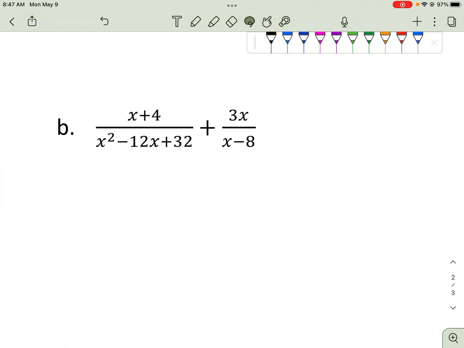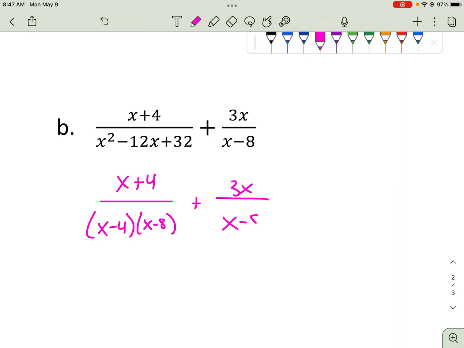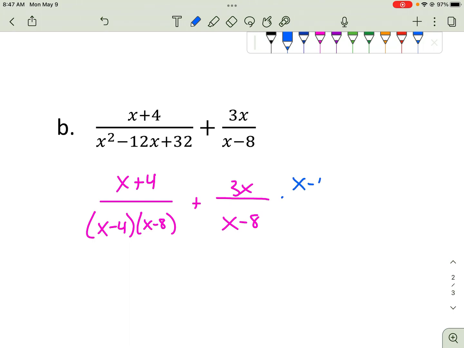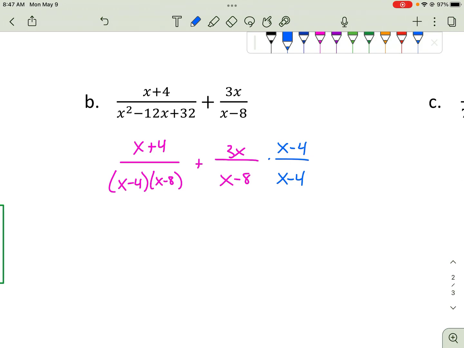All right, on B, again, we're going to start by factoring. So we have x plus 4 over x minus 4 times x minus 8. And then it's plus 3x over x minus 8. So again, this one has a factor of x minus 8, which this one already has. So we just need to give this one a factor of x minus 4. So multiply top and bottom by x minus 4, like that, leaving us with x plus 4, so the first fraction stays the same.